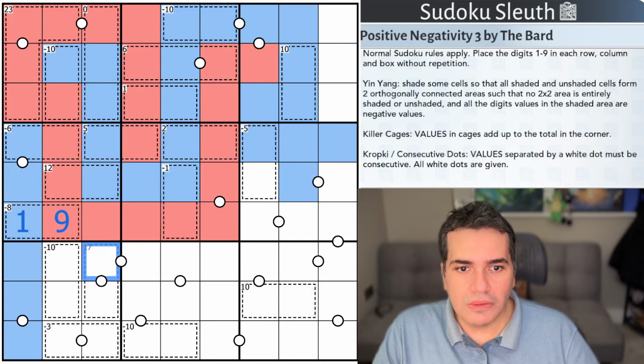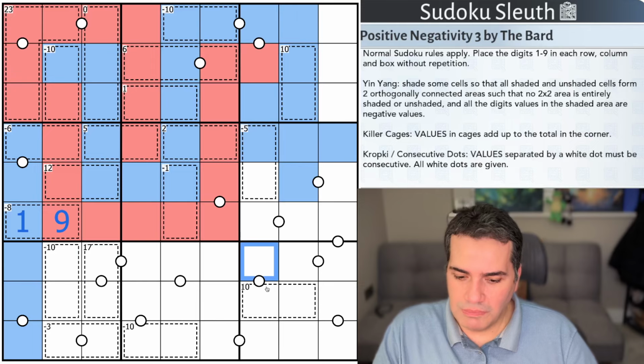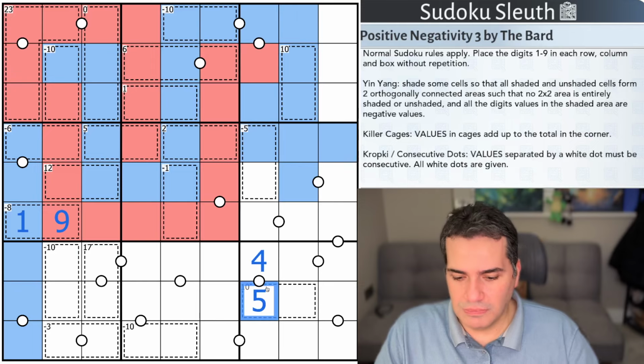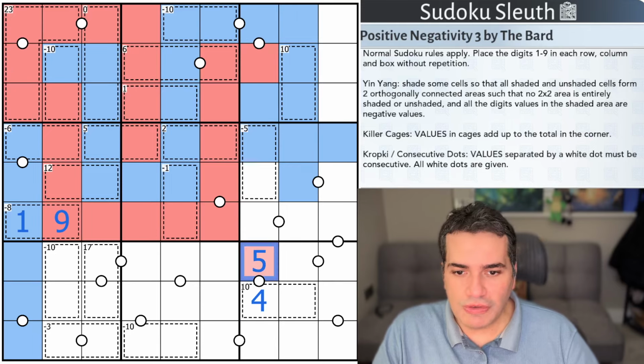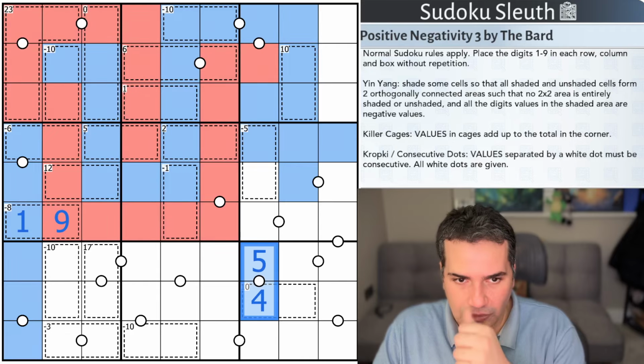Second thing, the Kropki dots. So values separated by a white dot must be consecutive. So, for example, if I place 4 and 5 in here, actually probably the other way around would work better. These two cells are clearly consecutive. But because we're focused on the values, they can't be of different color because that would be plus 4, that would be negative 5. There's a difference of 9, not a difference of 1. So the colors absolutely have to be the same on the white Kropki dots. So that's all the rules we have for today.